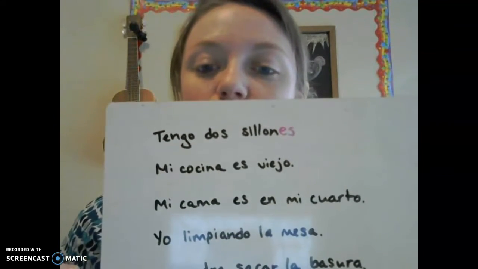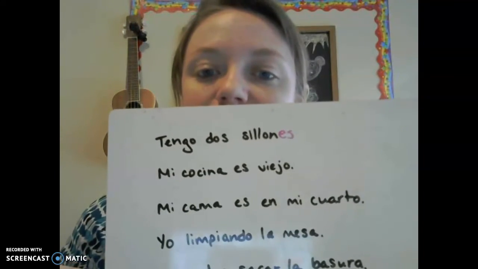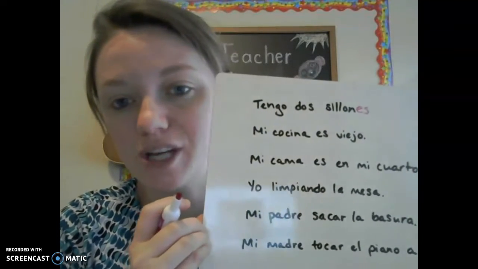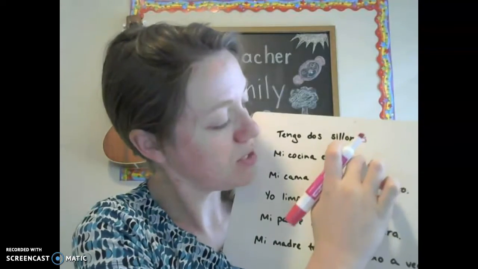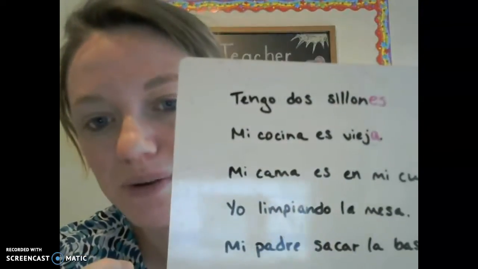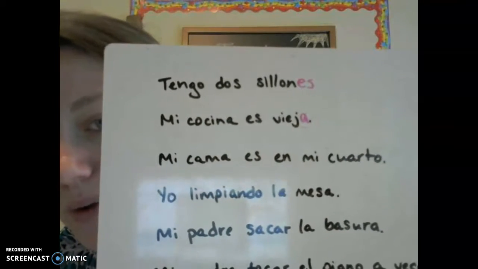Okay? Mi cocina es viejo. My kitchen is old. Cocina is feminine. So viejo is masculine. We need to make sure they match up. So we're just going to change viejo to vieja. Mi cocina es vieja.